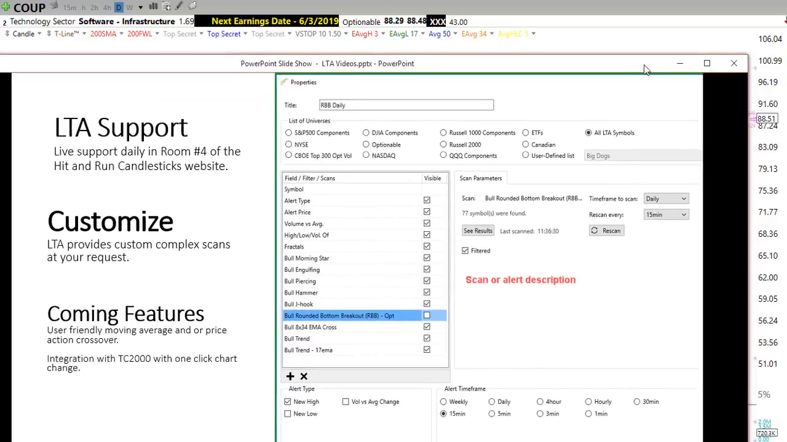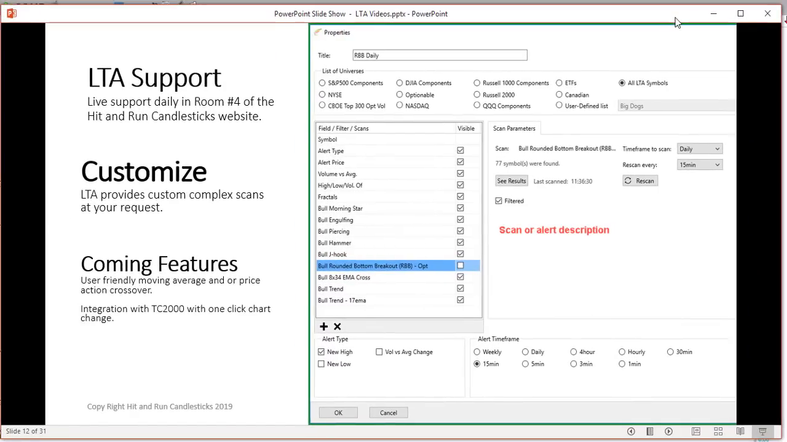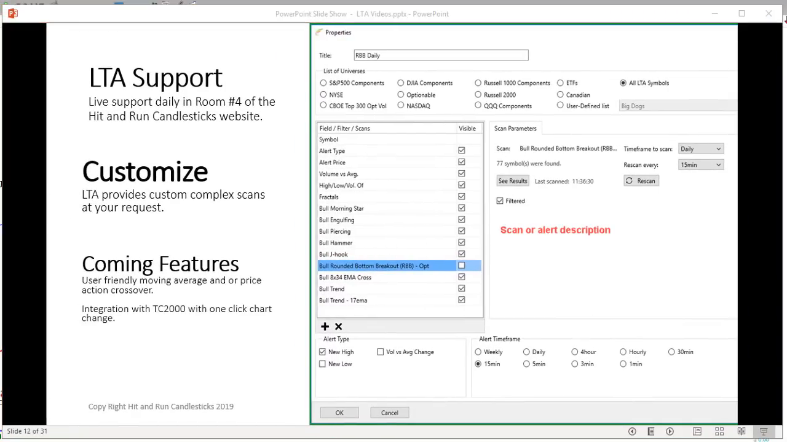Let's see if I can bring this back over now. I hope that didn't mess up the recording or anything. What chart system are you using? The chart system I'm using is TC2000, which, let me talk about that for a second, if you don't mind.